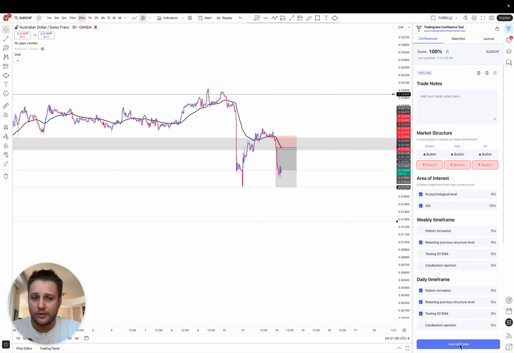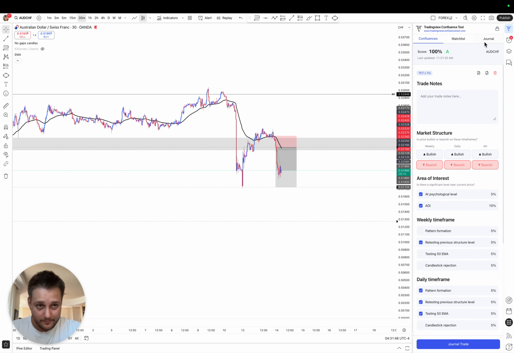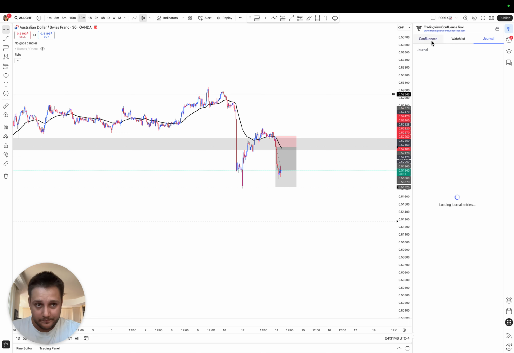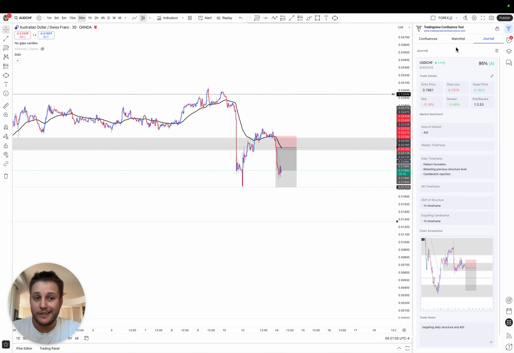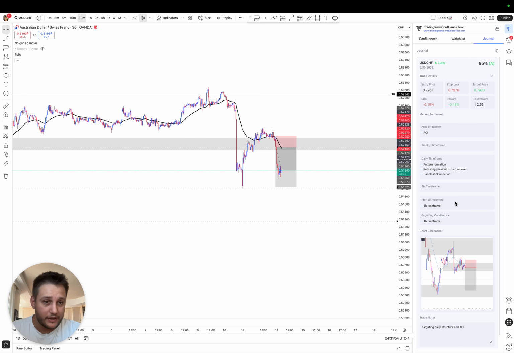So if you want to journal this trade, you just have to enter your entry price, stop loss, take profit, and hit save trade. After you do this, your journal is right here, 2 tabs over, fully integrated into the TradingView website, and you have all your confluences, you have your entry price and all those things. This was just an example that I did for a previous video, but this is super, super nice, very simple to use, very easy, and very effective.